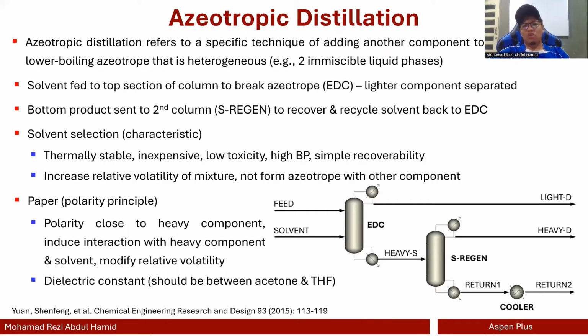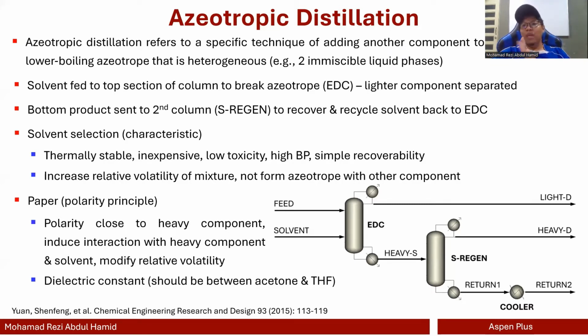Okay, when talking about solvent selection, ideally the solvent should be cheap, inexpensive, thermally stable, have low toxicity, high boiling point, and simple recoverability. So these are the characteristics of a good solvent or entrainer for your azeotropic distillation. And of course, when you select the solvent, it must also increase the relative volatility of the mixture, and when you add it, it will not form another azeotrope with the other components. So that's the most important part.